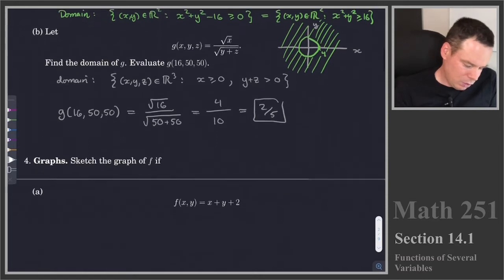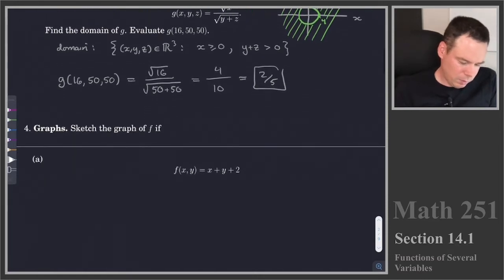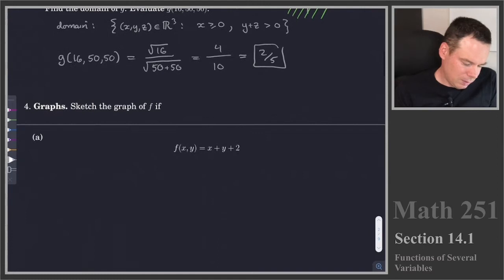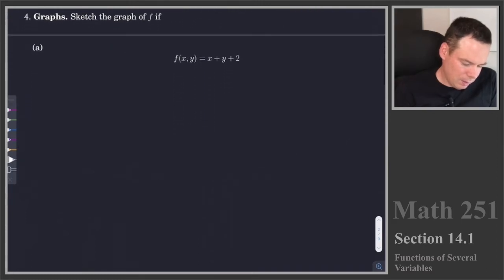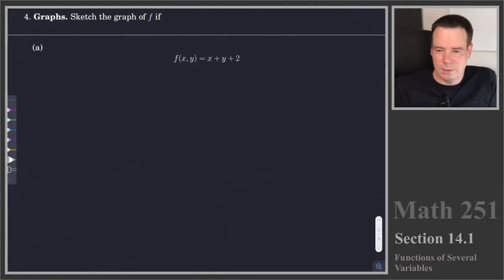Now we'll go ahead and sketch some graphs. So we've just worked out a little bit about domains, how to evaluate functions at points. Graphs are going to consist of the set of all points, in this case a function of 2 variables. It's the set of all points in 3 dimensions whose z coordinate is equal to f of the x and y coordinates.